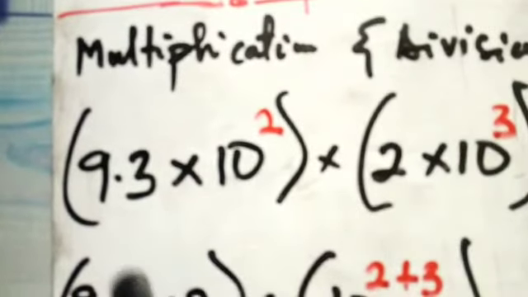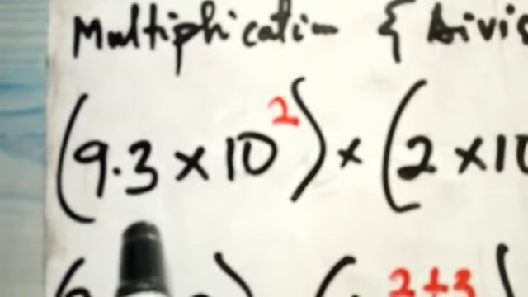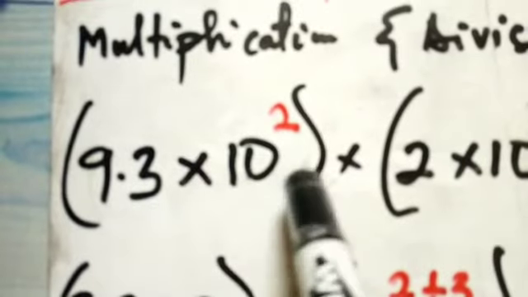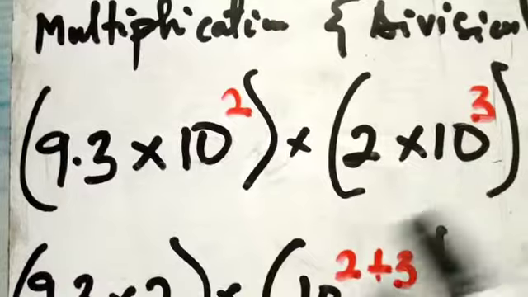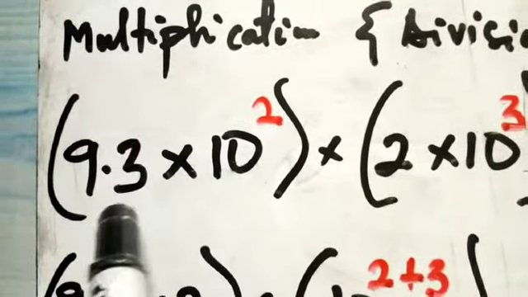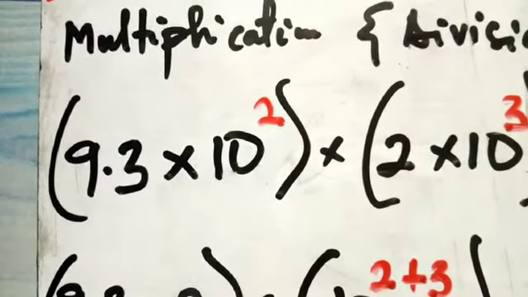Assume you have 9.3 multiplied by 10 exponent 2, and everything is being multiplied by 2 times 10 exponent 3. Now the question is that you have to check whether each number is in standard form. What is a standard form?